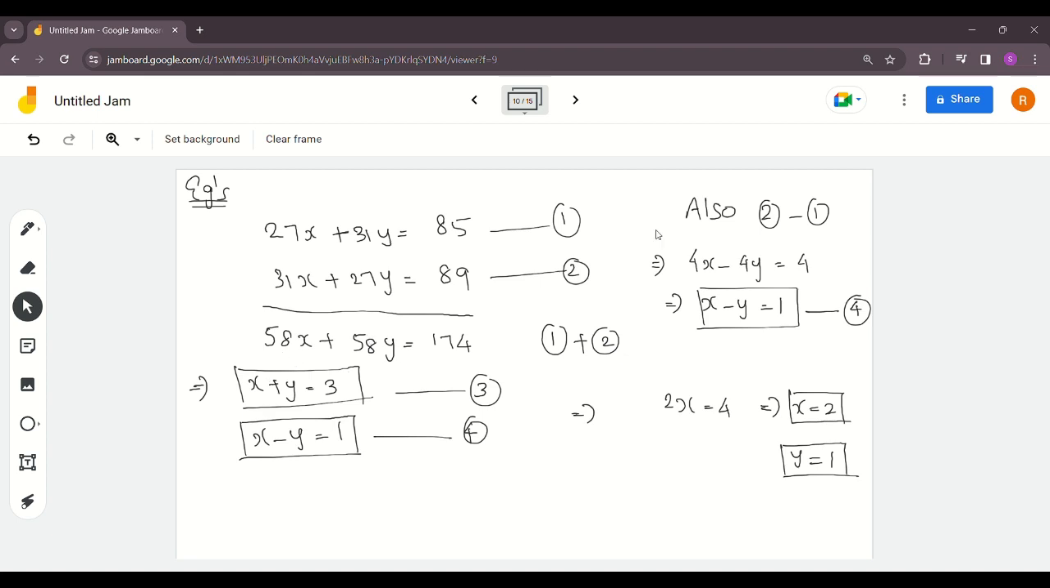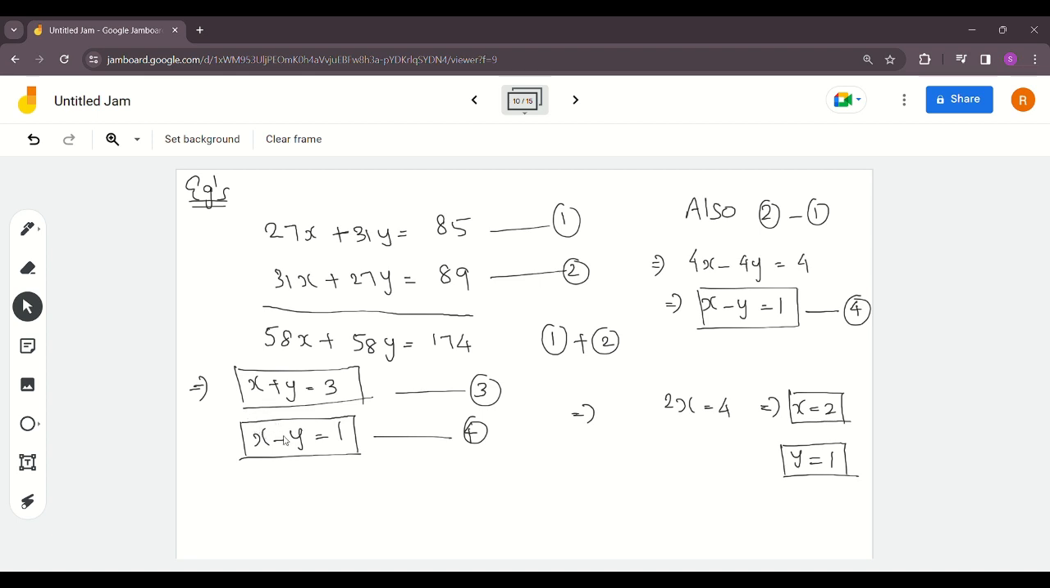And also you subtract equation 2 minus equation 1. 1 minus 2 can also be done, but equation 2 minus equation 1 becomes easier for me, because 4x minus 4y equal to 4. Divided by 4, you get x minus y equal to 1. So these are the two equations now. The original equations given in the question are slightly complicated, but these two equations have become very simple, so it's very easy for me to solve.